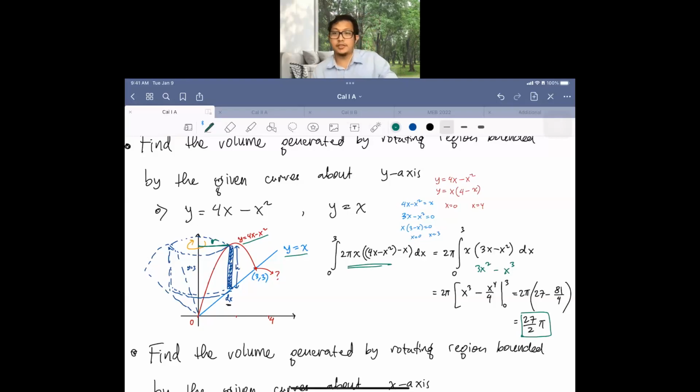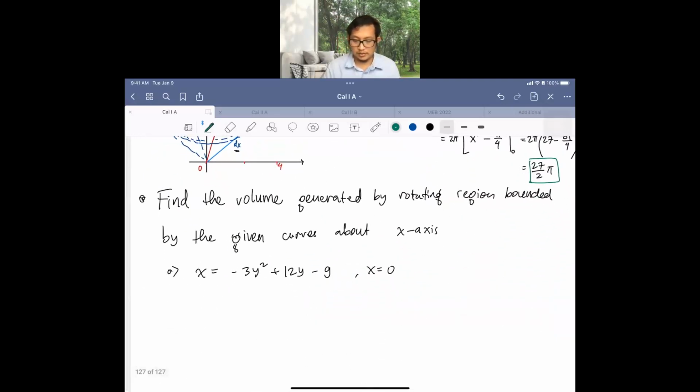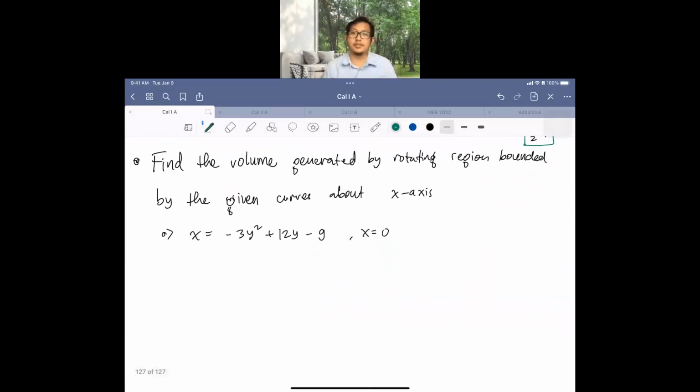Okay, I think we can start the second question. If you want to calculate the second question, you can try as well. And if you find the answer, you can also add it in the chat box. You can write the answer. Okay, now a similar question but with different curves and a different center of rotation.